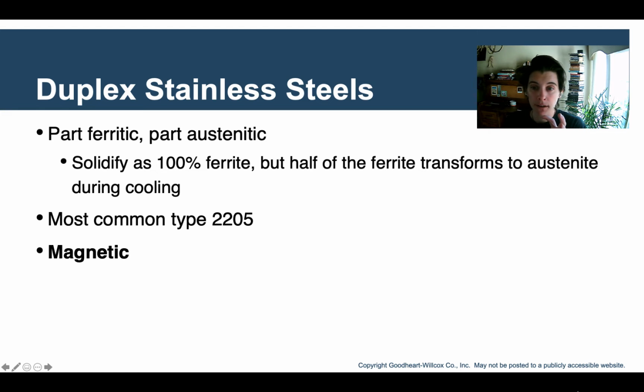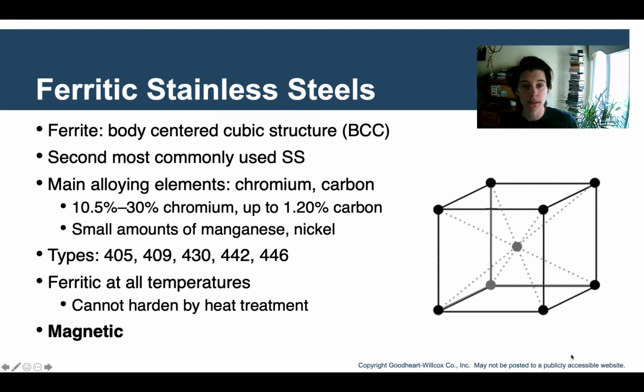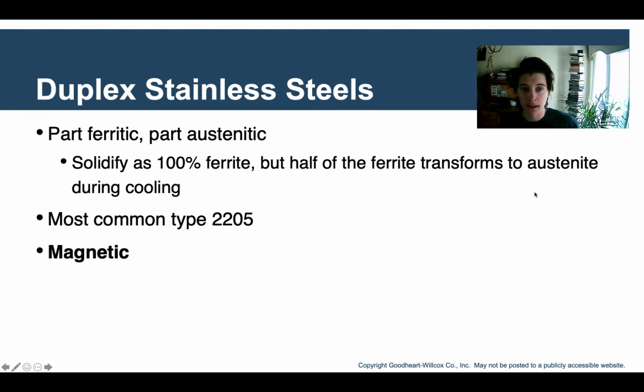They solidify as 100% ferrite, that back here, the body-centered cubic structure. So they solidify like that, but half of the ferrite then transforms to austenite, the first one, during cooling. I don't know why. This is all metallurgy stuff. If you want to know more about this, then take Mike's metallurgy class because it's really good. But this is just scraping the surface of trying to understand some of this stuff. Now, the most common type of duplex stainless steel is type 2205, and it is also magnetic.